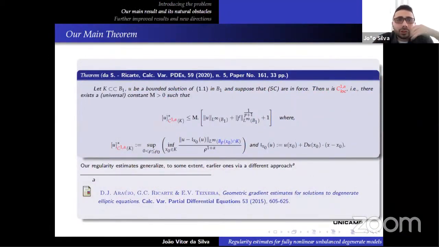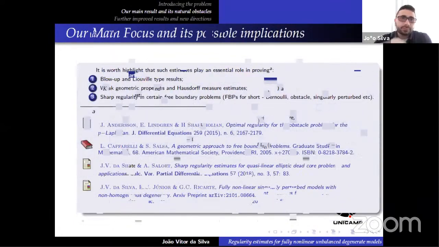Our main result is the following. It's a joint work with Gleydson Chaves Ricarte from Universidade Federal do Ceará. It says the following: any viscosity solution of our original problem is C^{1,α}, where α is the minimum between 1/(p+1) and α_homogeneous minus, and satisfies the following estimates, where this term means this semi-norm, and ℓ_{x0}u is the Taylor expansion of u up to the first order. This is a natural extension of the recent article due to Araújo, Ricarte, and Teixeira.